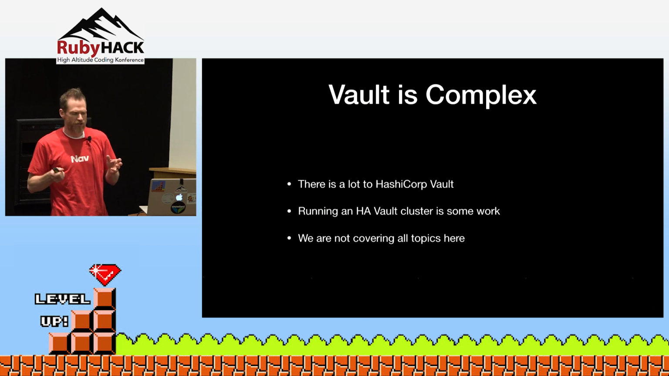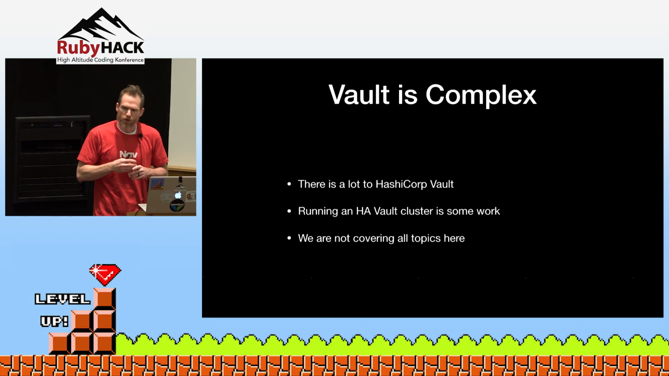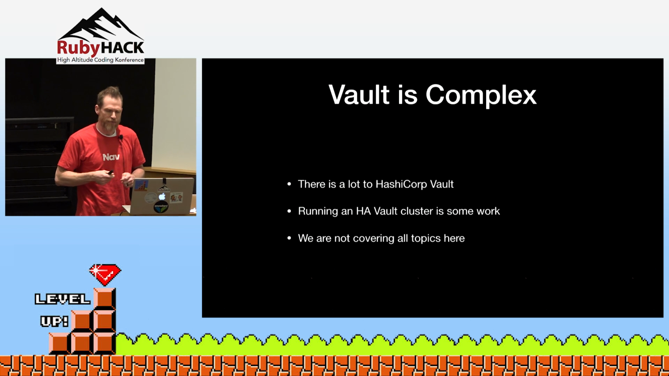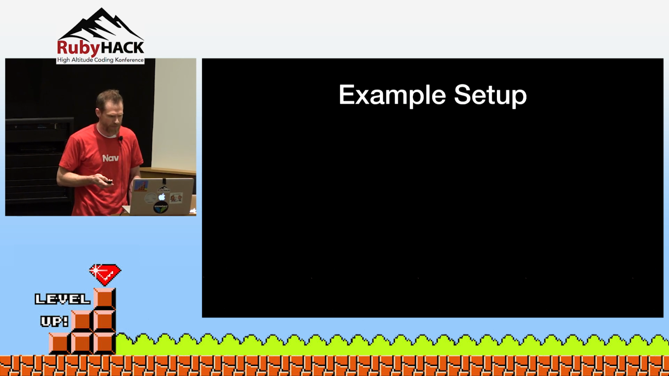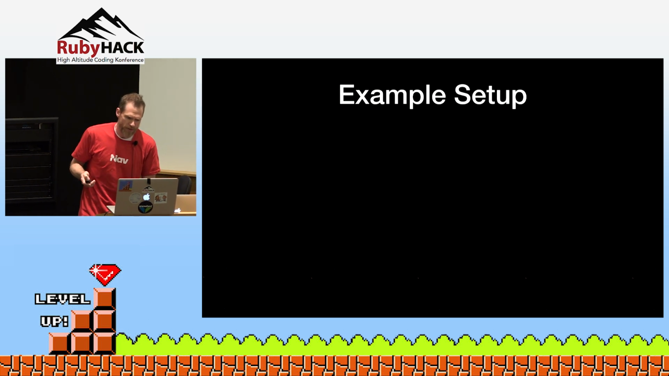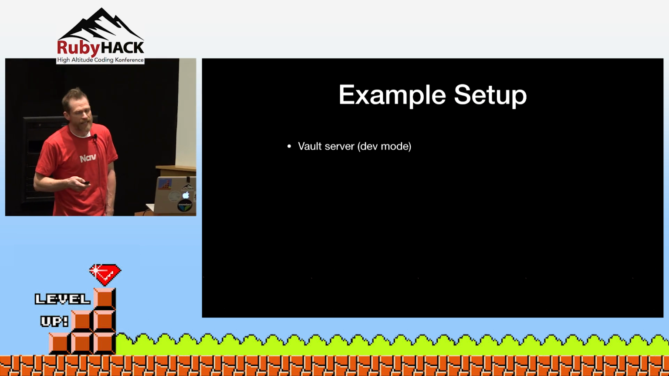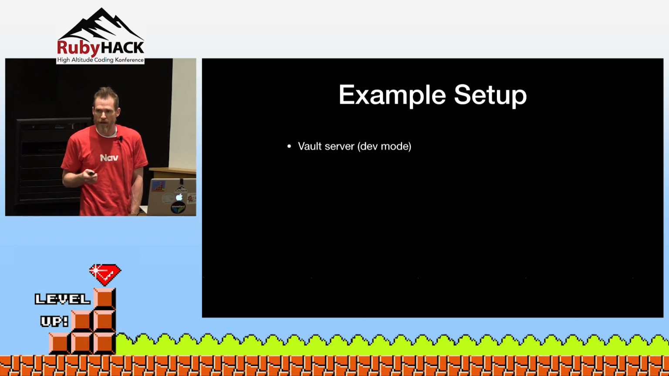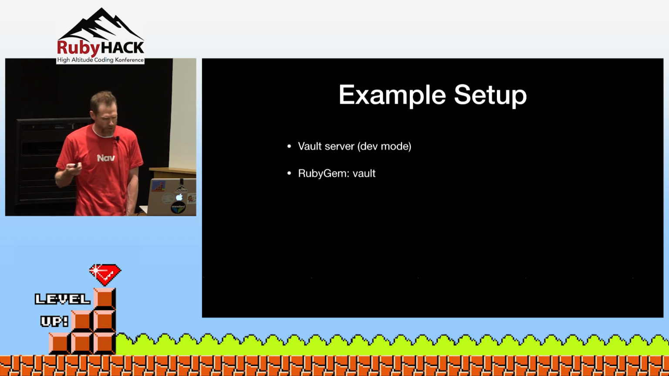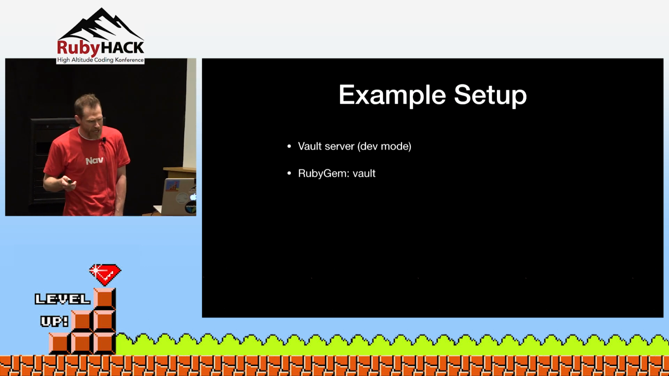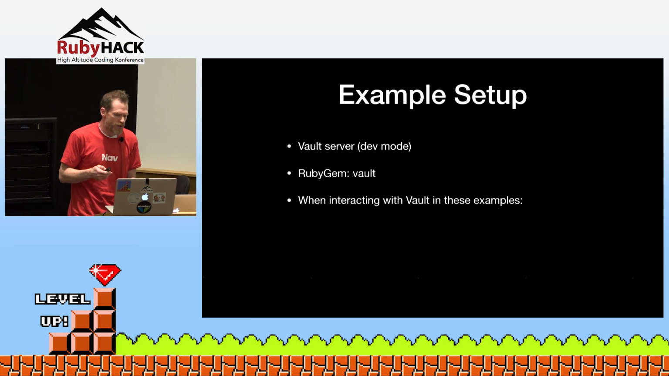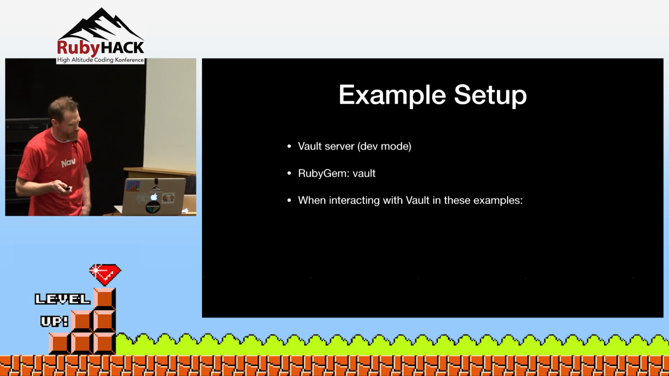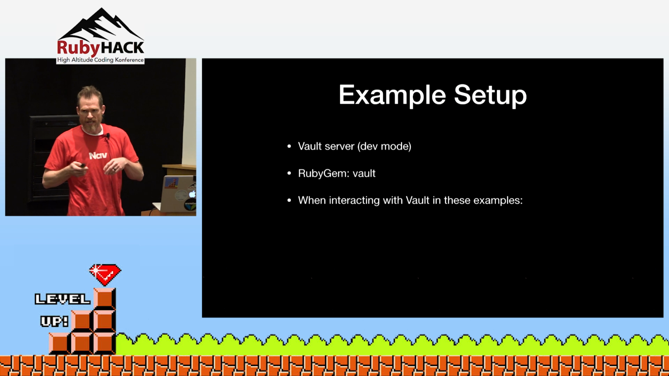So again, we're not covering all the topics of Vault right now. One of the big things I want to get across today is how you can use it from the app's perspective, and recognizing that there's a system out there to help you do a lot of this stuff. So for our example setup, we will be running a Vault server in dev mode, which is an easy way to play around with Vault. Everything's stored in memory, and a lot of things are simplified. We'll also be using the Vault Ruby gem. And when we're interacting with Vault in these examples, there are two key pieces of information.